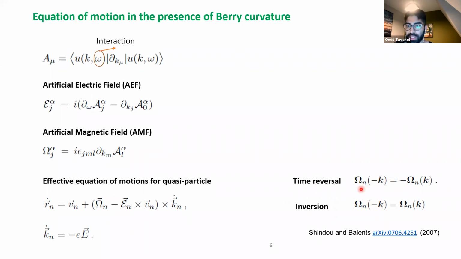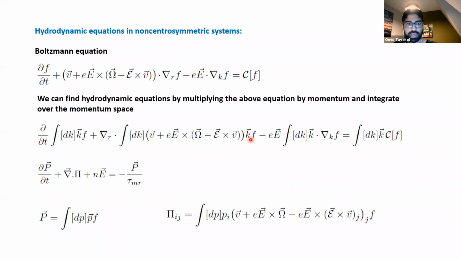So if you want to look at some topological contribution to your transport coefficient, you need to break time reversal or inversion symmetry. In the previous example, the external magnetic field breaks the time reversal symmetry, but we have inversion symmetry. But in our work, we want to concentrate on non-centrosymmetric systems in which we break the inversion symmetry, but we preserve the time reversal symmetry.